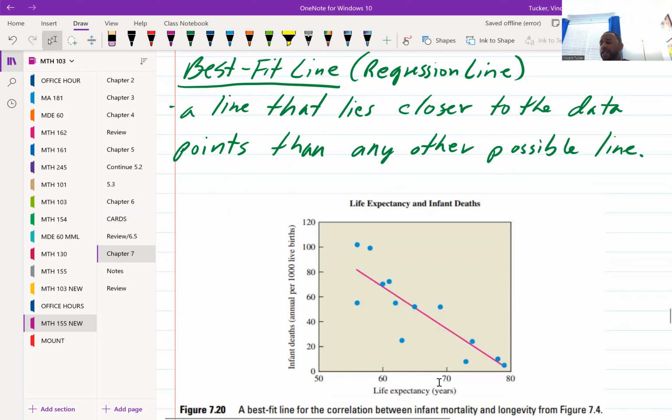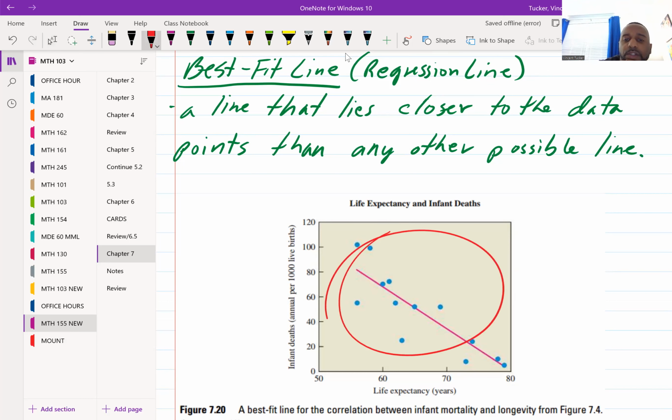So we talked about scatter plots last class. And this pink line within our scatter plot would be considered the best fit line or regression line. I'll just give you an example of how that looks.